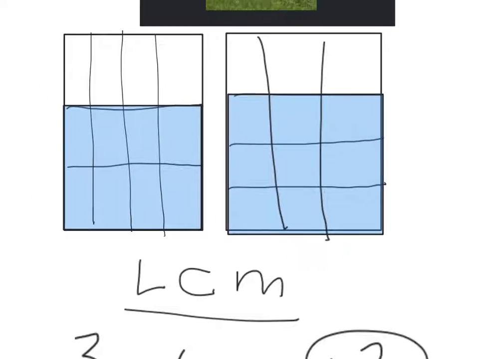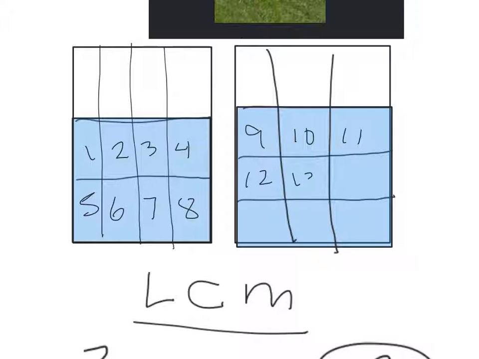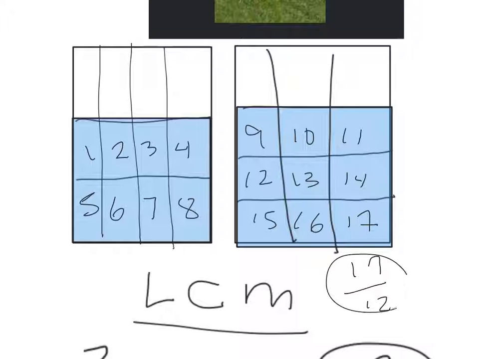I'm going to make it a little bigger here, and I'm going to just go 1, 2, 3, 4, 5, 6, 7, 8, 9, 10, 11, 12, 13, 14, 15, 16, and 17 parts. Now, that is actually 17 out of 12, right? 17 twelfths. So that's how many miles he's gone, right?